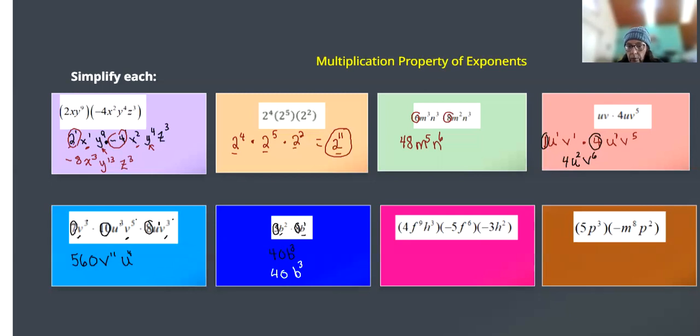Look at this next one. We're going to start by writing it without the parentheses. And you can leave it in the parentheses. Actually, let's just leave it in the parentheses and do it this way. So we're going to multiply all those coefficients, the numbers up front. 4, 5, and -3. I'm multiplying and I have 2 negatives. 2 is even, which means my answer is going to be positive. 4 times 5 is 20. 20 times 3 is 60.